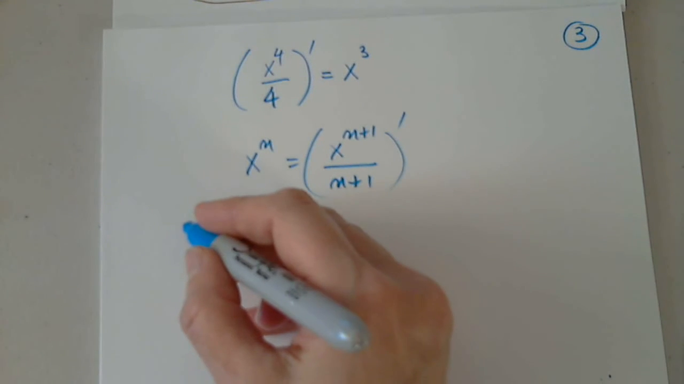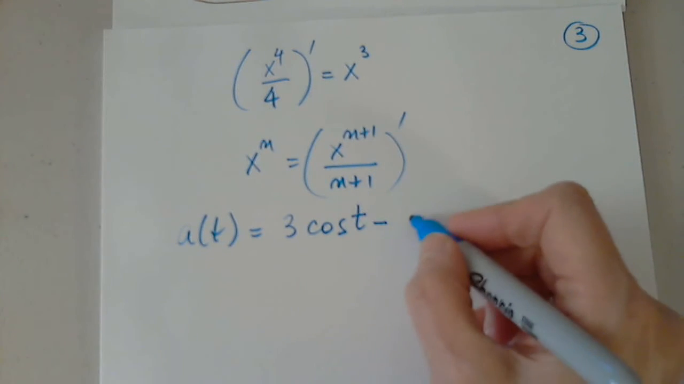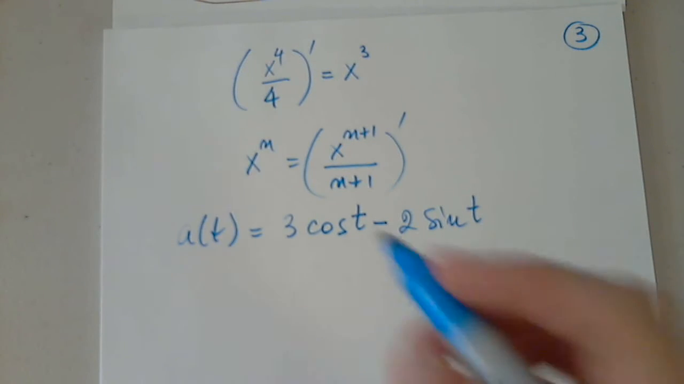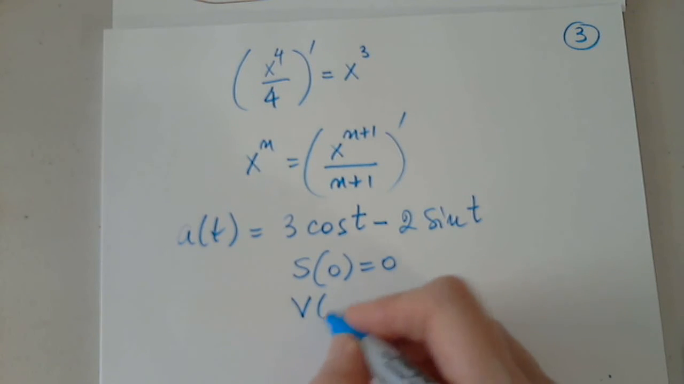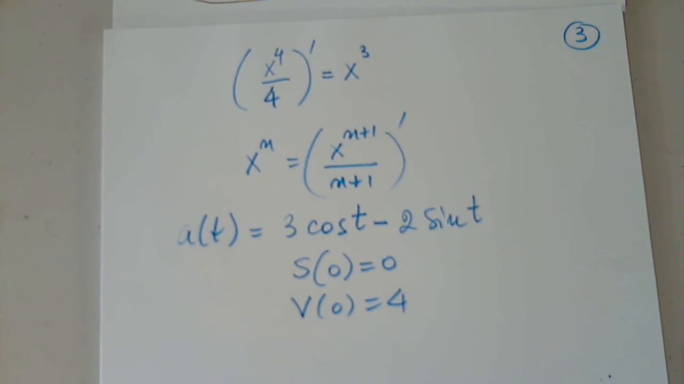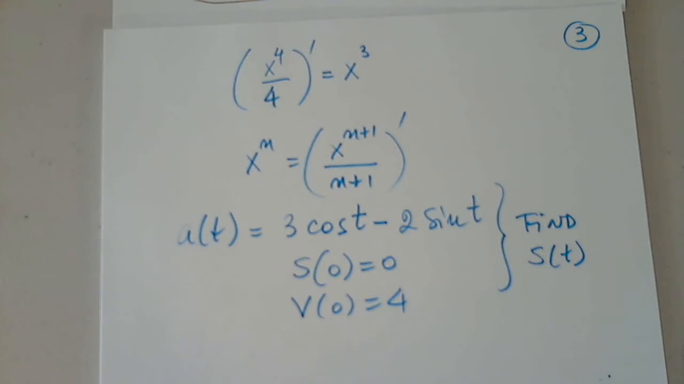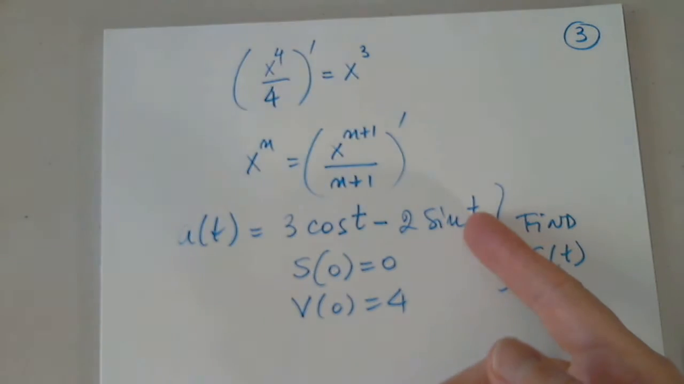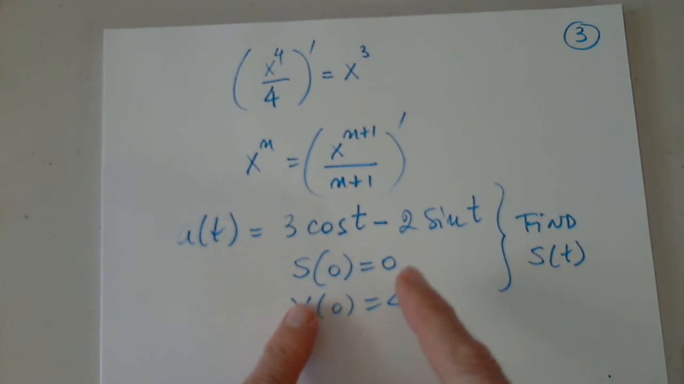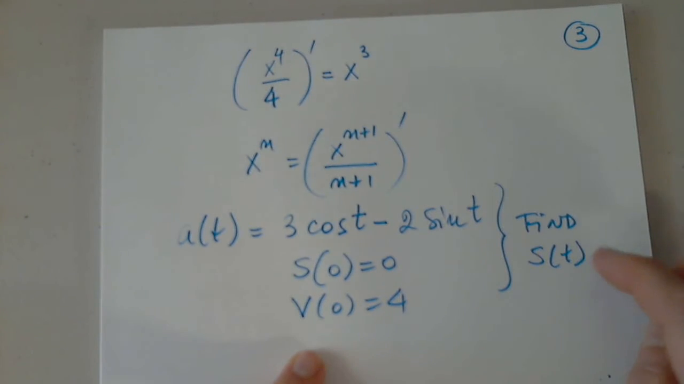And I'd like to start with, we are given the acceleration, which is 3 cosine t minus 2 sine t. We are given that the distance at 0 is 0. We are also given that the velocity at 0 is 4. The question here is, find s of t. So given the formula for the acceleration, and given what we call initial conditions, we are told that s of 0 is 0 and v of 0 is 4. We're asked to find s of t.